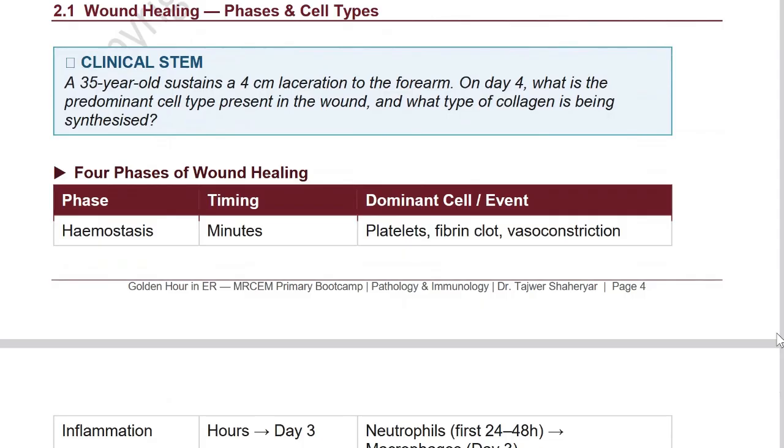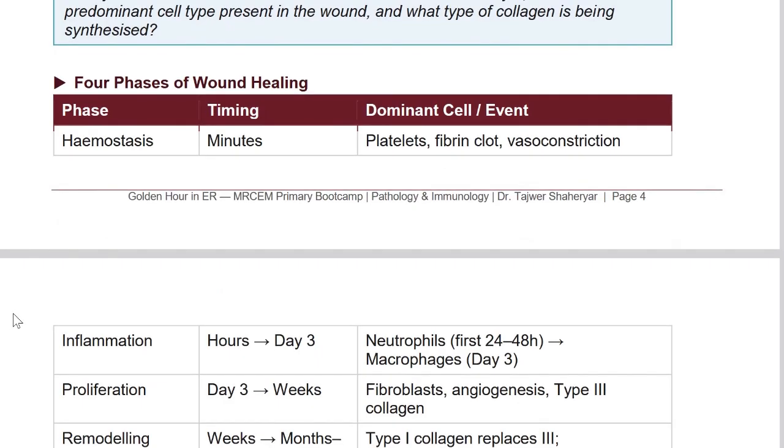Right, section 2, wound healing and bone repair. So wound healing, phases and cell types. A 35-year-old sustains a 4-centimeter laceration to the forearm. On day 4, what is the predominant cell type present in the wound? What type of collagen is being synthesized? Sorry. So day 4, right? Let's go through it.